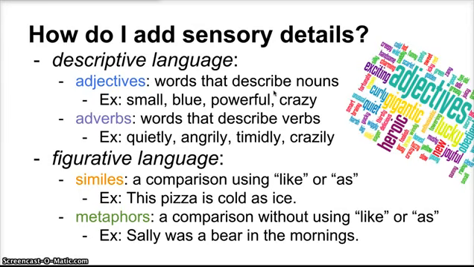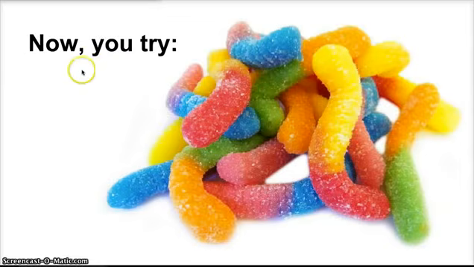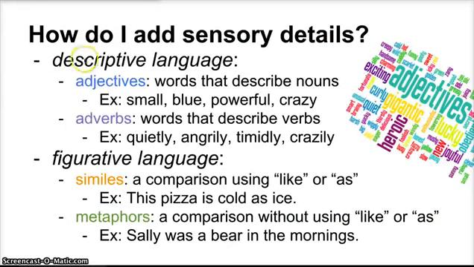So how do you add sensory details to your writing? Well, there's two main ways that we can do this as writers. The first is through descriptive language. Descriptive language is language that describes what's going on. Now we use adjectives and adverbs in our language to add more description.